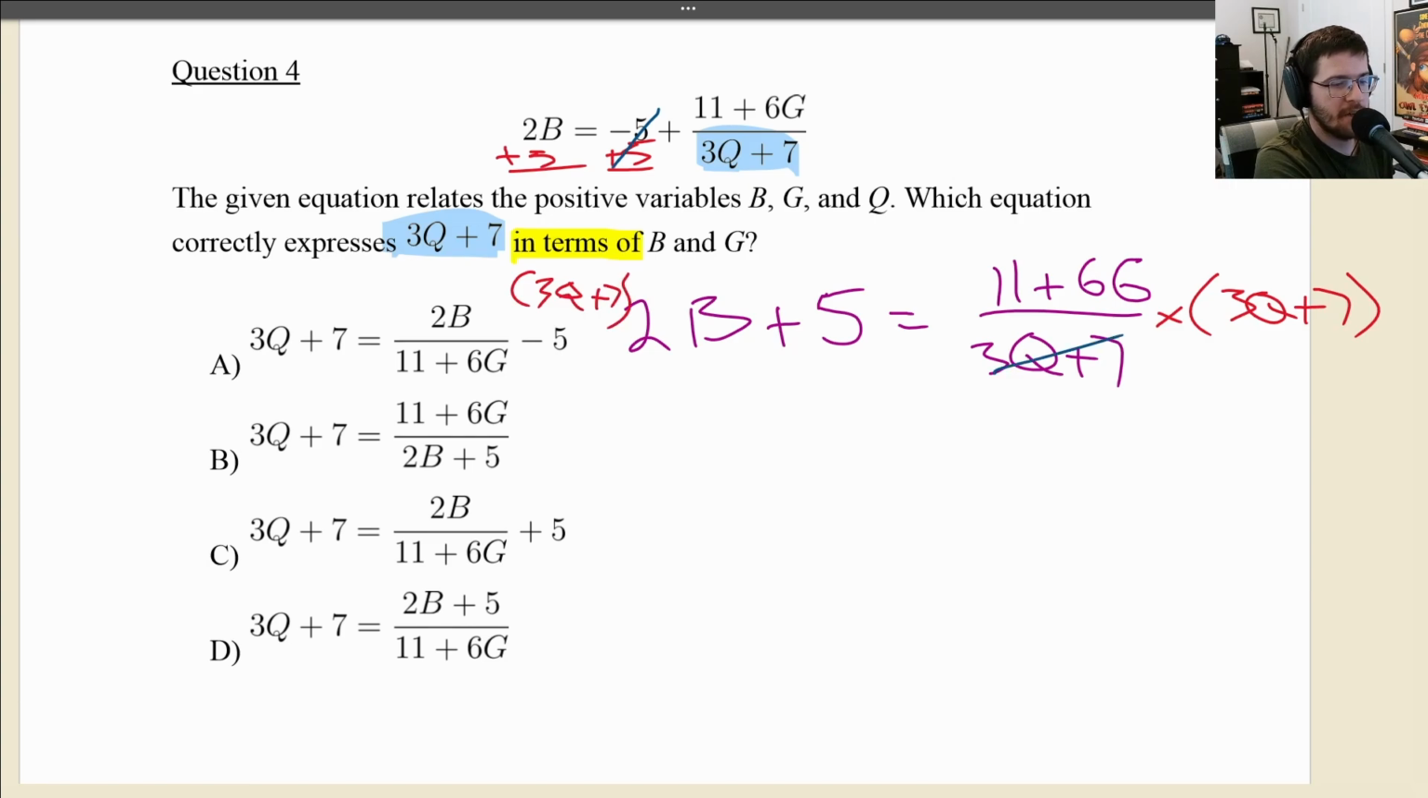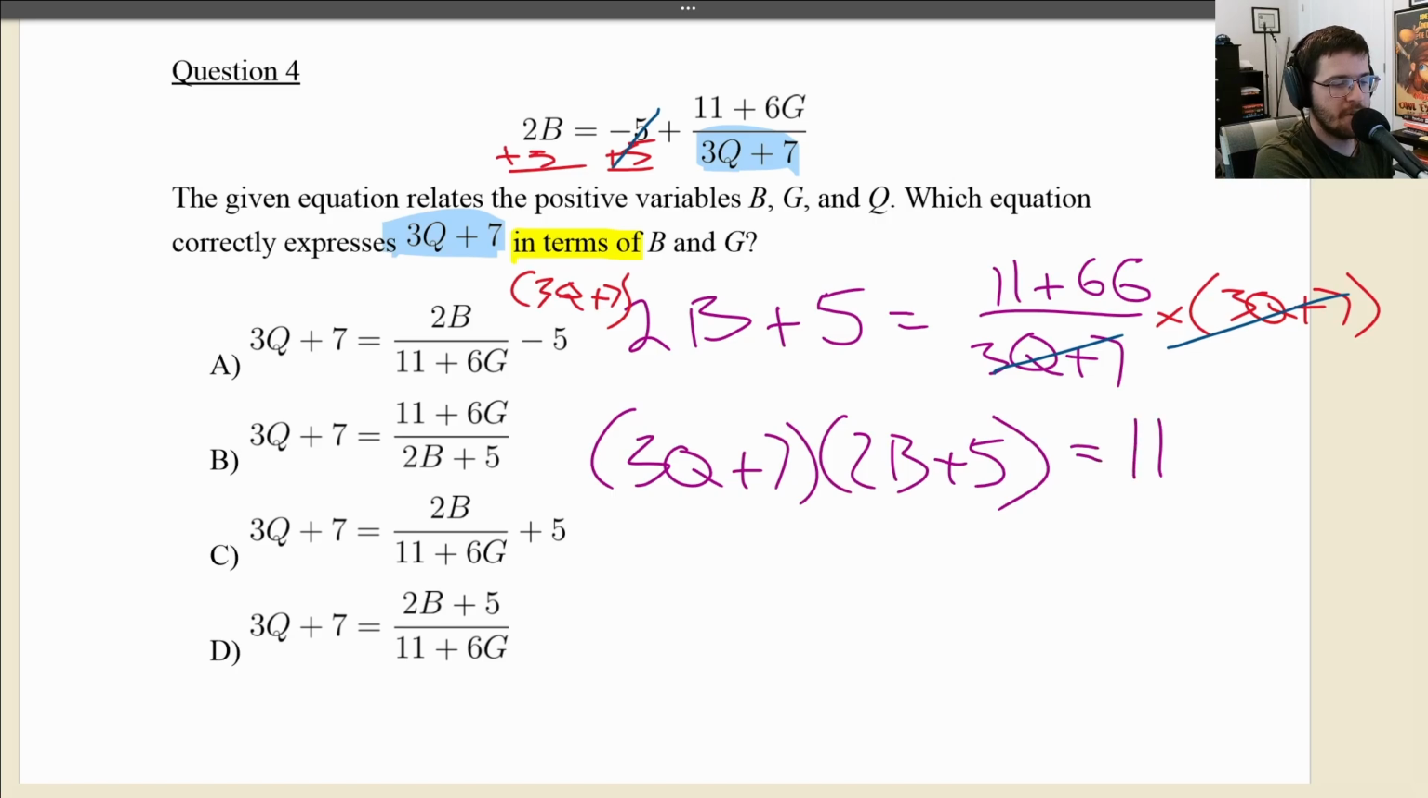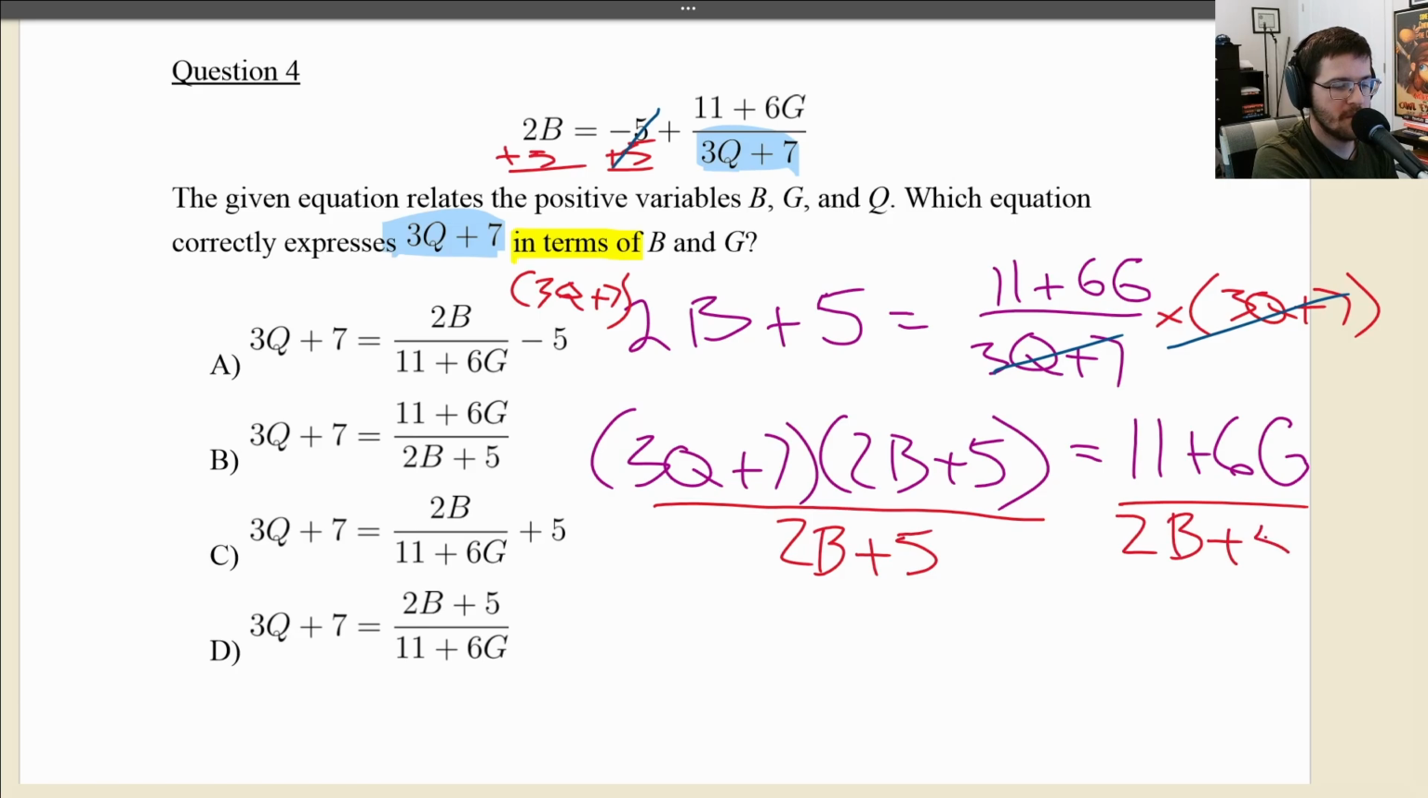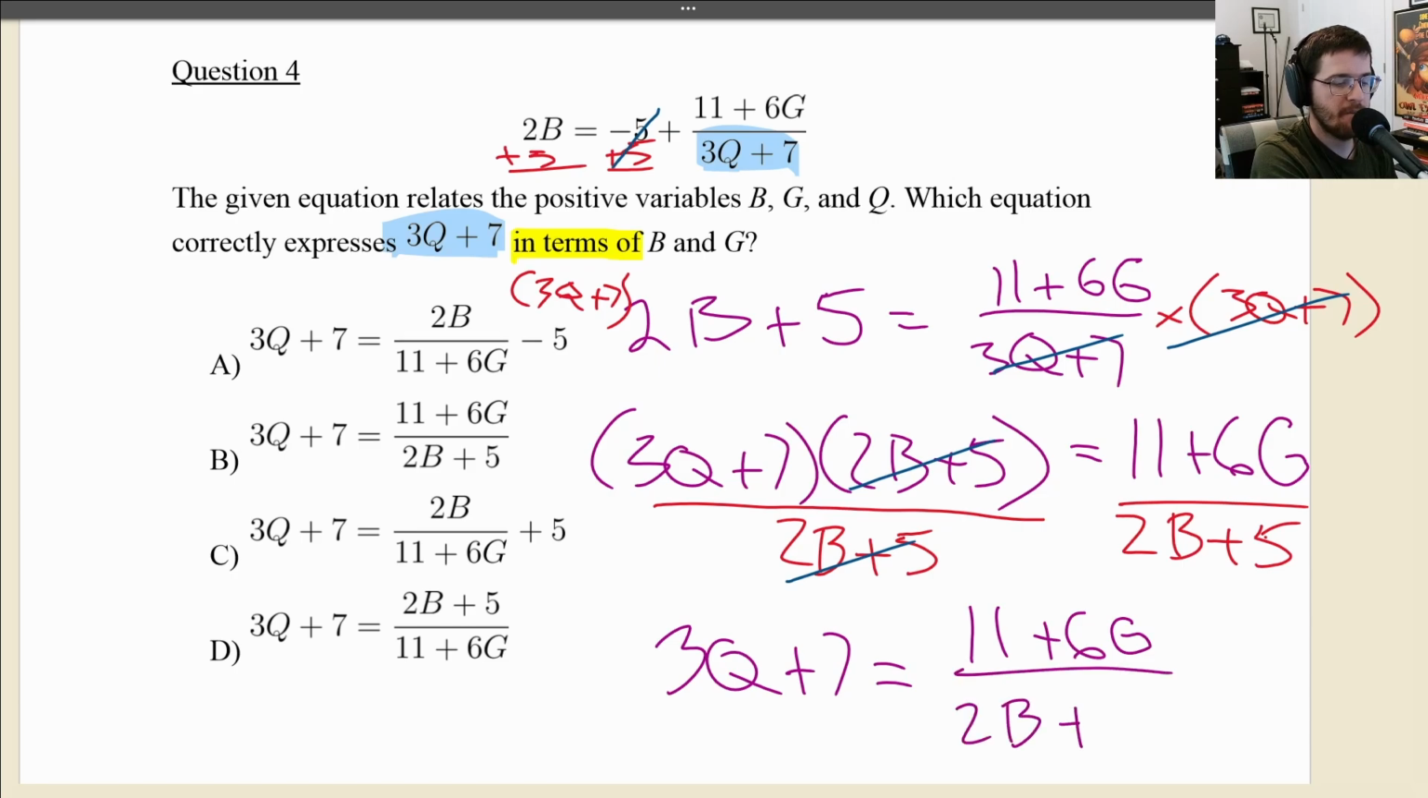And these guys will go away. And we get 3q plus 7 times 2b plus 5 equals 11 plus 6g. And now we're going to divide both sides by 2b plus 5. Opposite of multiplication is division. These guys will go away. And we should get 3q plus 7 is equal to 11 plus 6g over 2b plus 5.